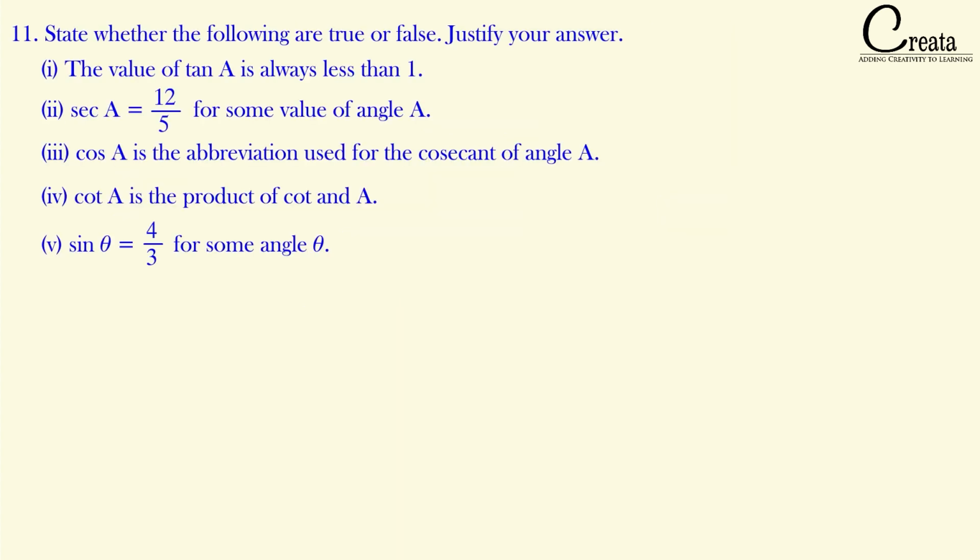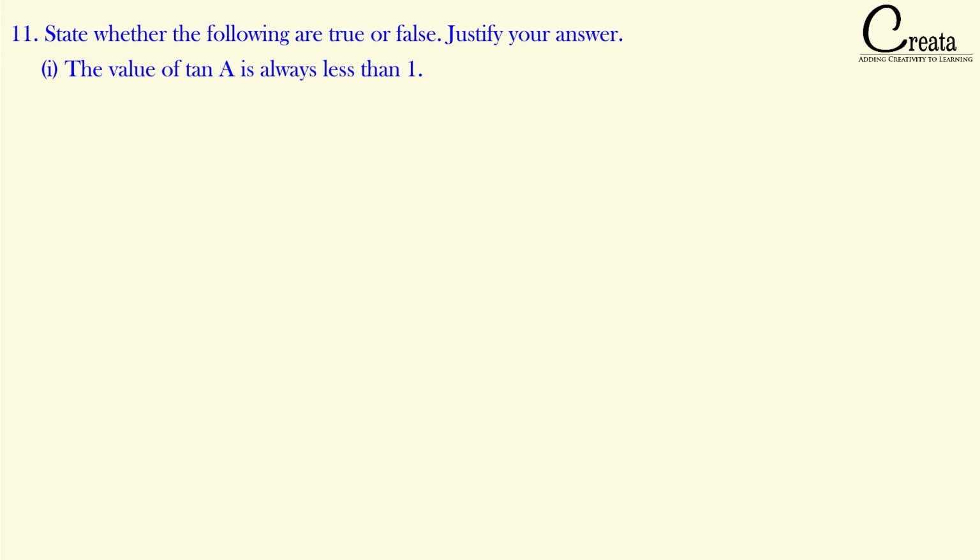Let's move to question number 11. State whether the following are true or false. Justify your answer. This question has 5 parts. Let's take one by one. The first one, the value of tan A is always less than 1. We have to state whether it is true or false and justify our answer.